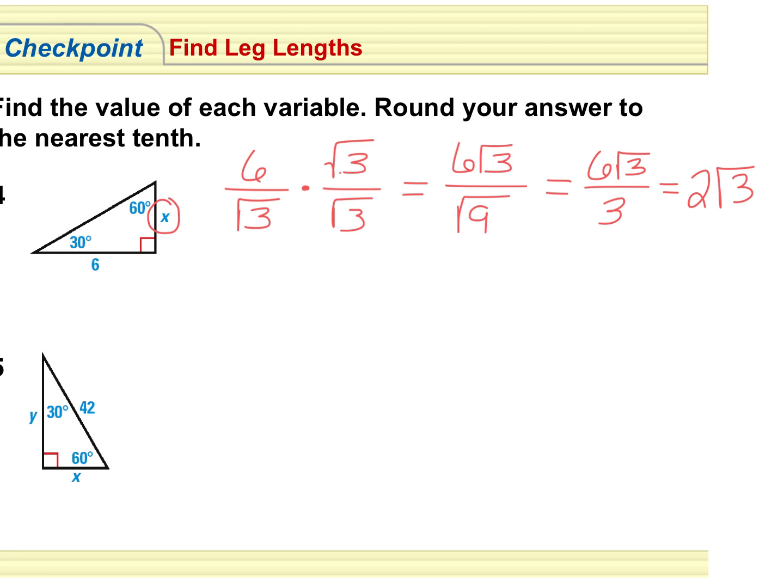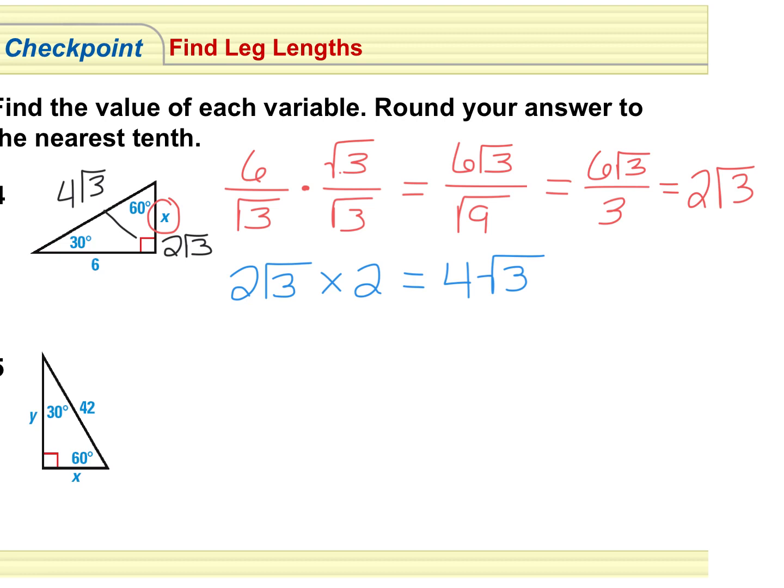Okay? So what did that just give us? What was the whole point for that? What did it give us? That gave us our short leg. So that's 2 square root of 3. What's the last side I have to find? The hypotenuse. How do I find the hypotenuse from the short leg? You times it by 2. What do I get? Right. Multiply your whole numbers. 2 times 2, 4. And then we get the square root of 3 in front. So our hypotenuse is 4 square root of 3.